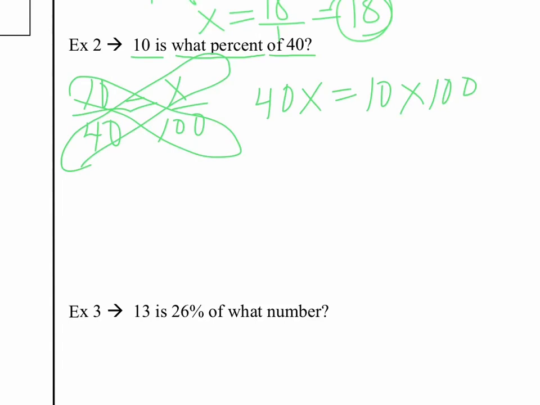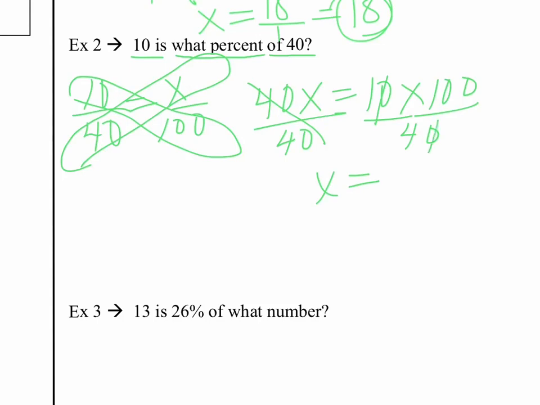How do we get rid of the 40 by the x? We divide by 40. Whatever we do to one side of the equation, we do to the other. Divide by 40. 40 and 40 cancel, so we're looking for x. And remember, it's going to be a percent. Both 10 and 40 have a 0. We can divide 10 by 10. You could do that in your head. 10 divided by 10 and 40 divided by 10.